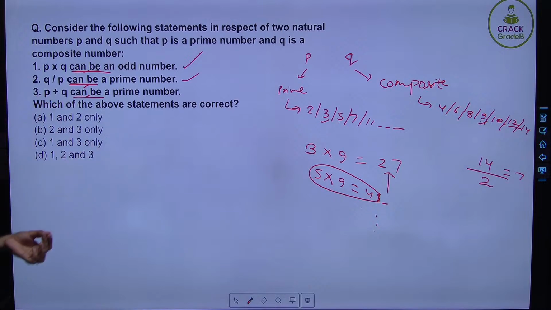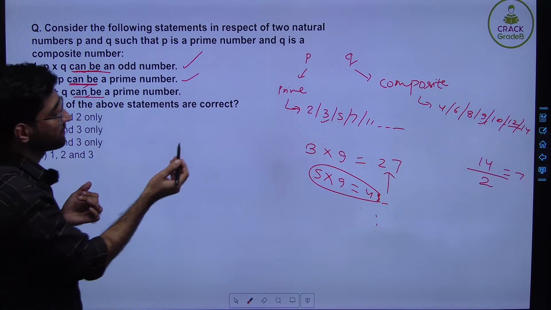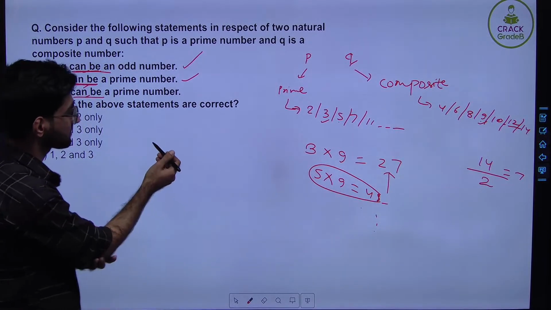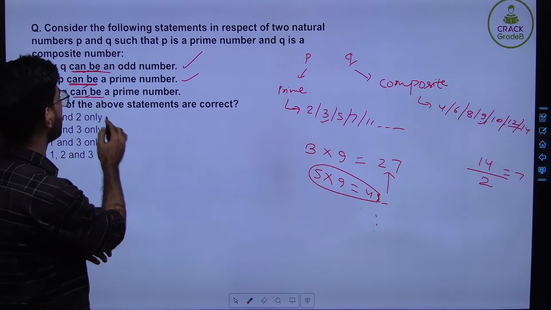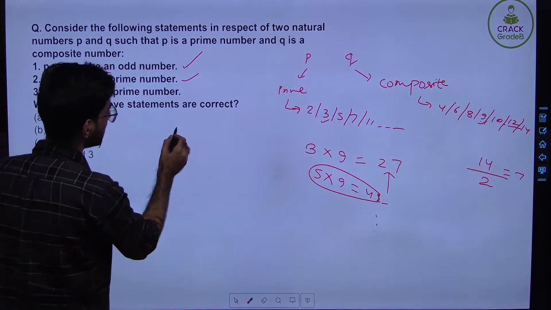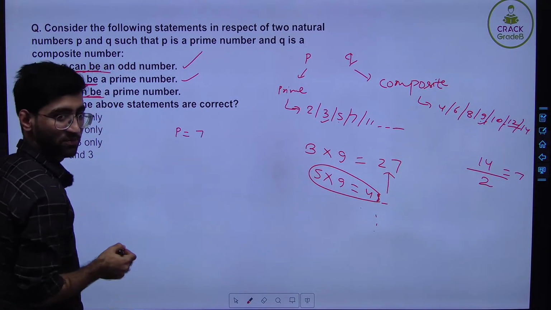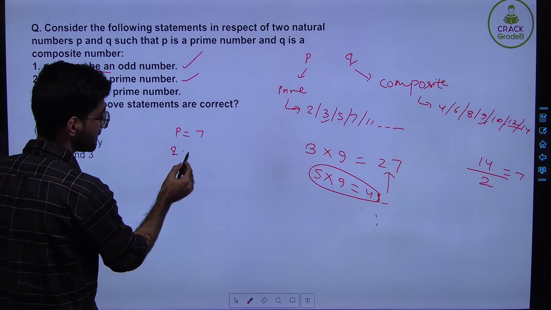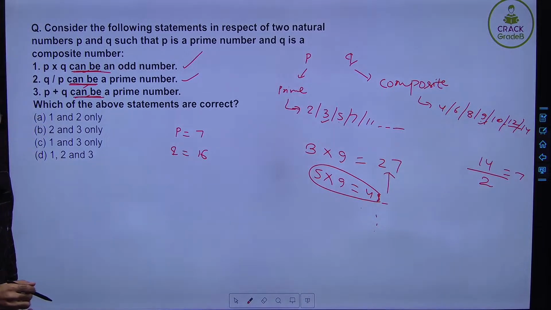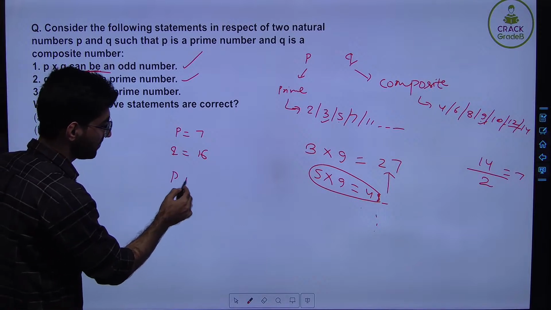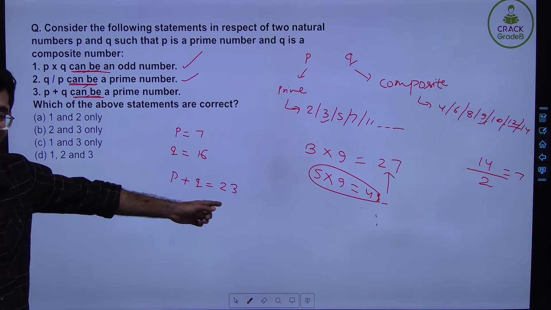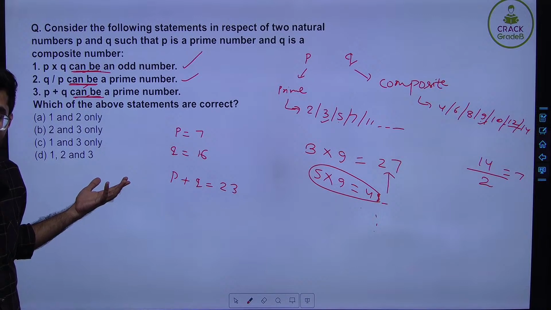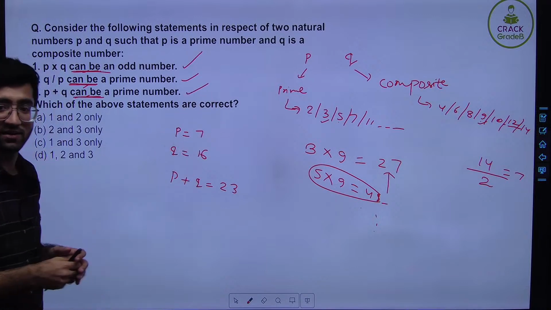Now let us think about P plus Q can be a prime number. Let us think that P is 7 and Q is 16. 16 is a composite number. Now add: P plus Q is 23. Is 23 a prime number? Yes, 23 is a prime number. So the third statement is also correct.